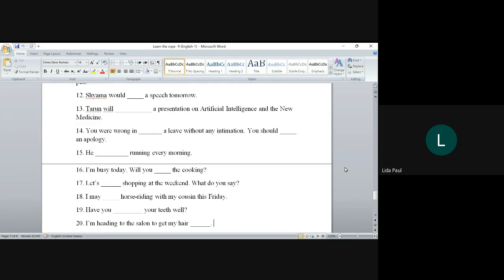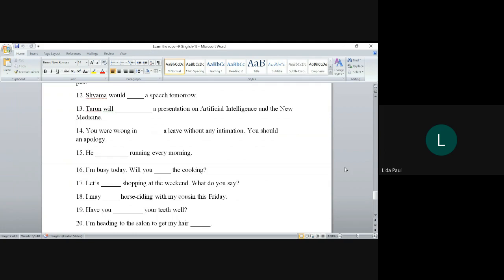You were wrong in taking a leave without intimation. You should make an apology. Again, make an apology is your expression. These are all expressions that you should try to learn, because they'll prove really helpful for you with respect to speaking for sure.